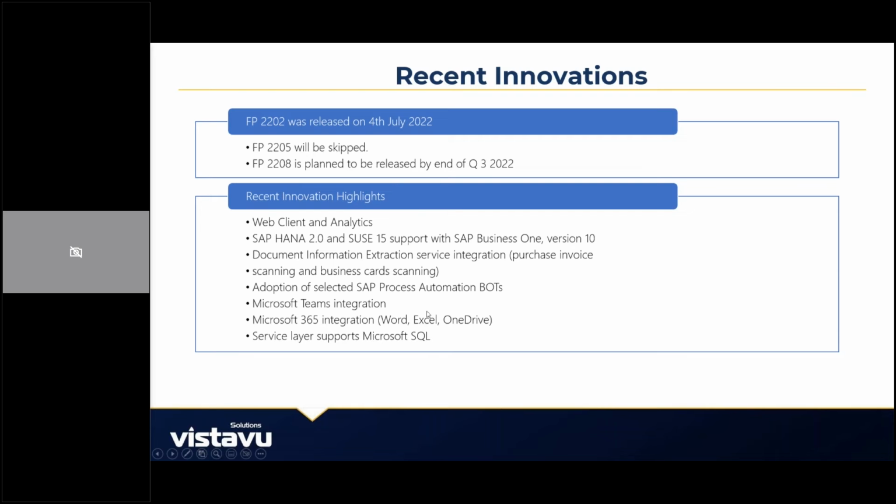which will be dated as 2208. A couple of key innovations that have happened both in 2202 and some of the ones just immediately prior. Of course, continued work on the web client and analytics, and we'll be talking about the analytics, but support for HANA 2.0, as well as the upgrade to the Linux platform for SAP Business One version 10. That business technology platform process that I was talking about, this one's a key one, the document information extraction service. So this is what's enabling the purchase invoice scanning and the business card scanning.